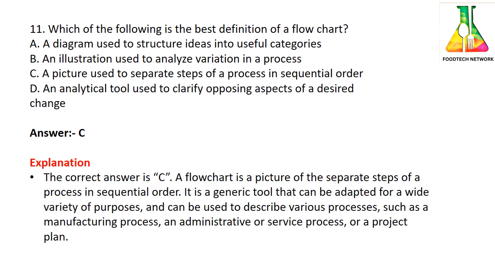C, a picture used to separate the steps of a process in sequential order. The flowchart is a picture of the separate steps of a sequential process. It is a generic tool that can be adapted for a wide variety of purposes, and it can be used to describe various processes such as manufacturing processes, administrative services, and project planning.